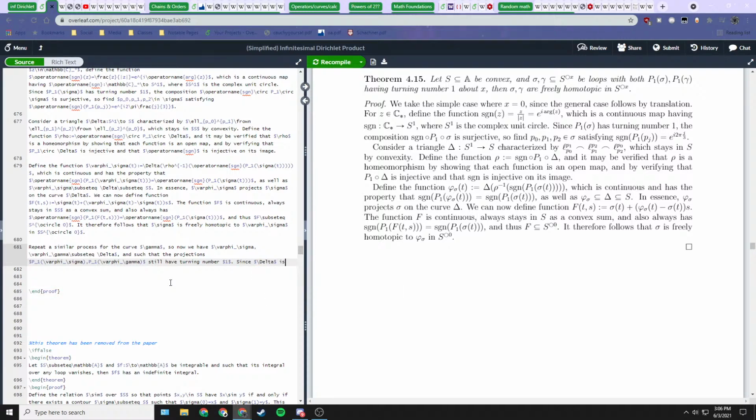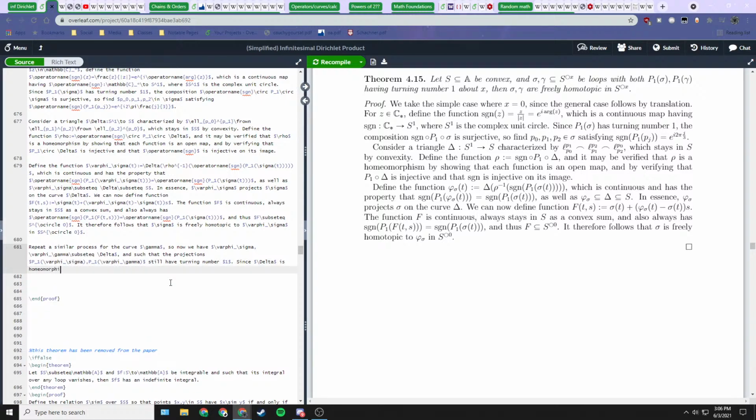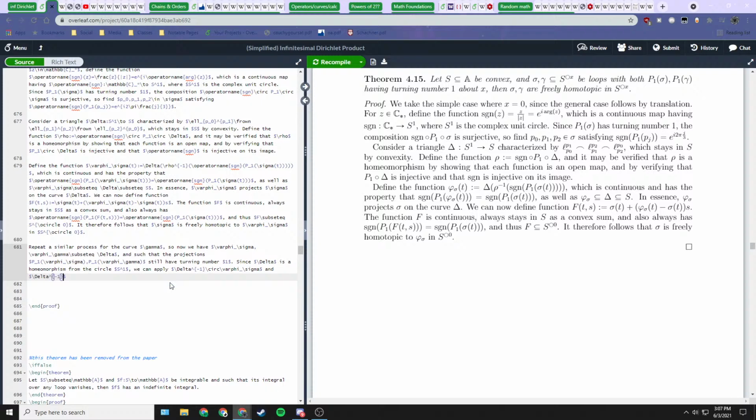Since delta is homeomorphic to the circle S1, actually delta itself is a homeomorphism from the circle S1. It follows we can apply delta inverse composed with varphi of sigma, and delta inverse composed with varphi of gamma.